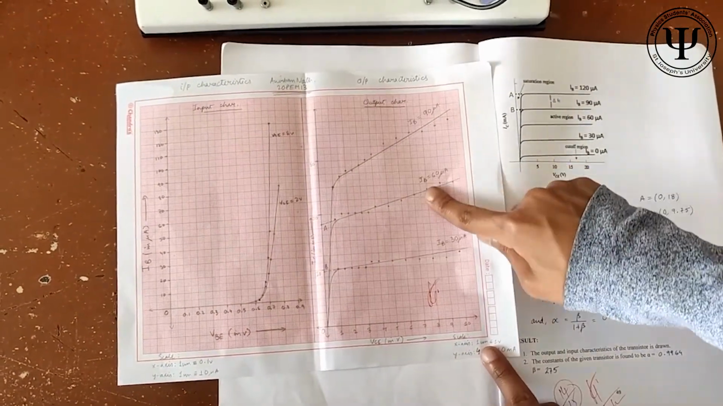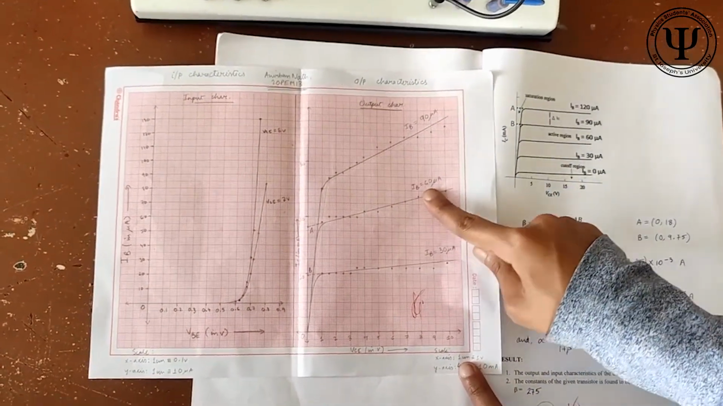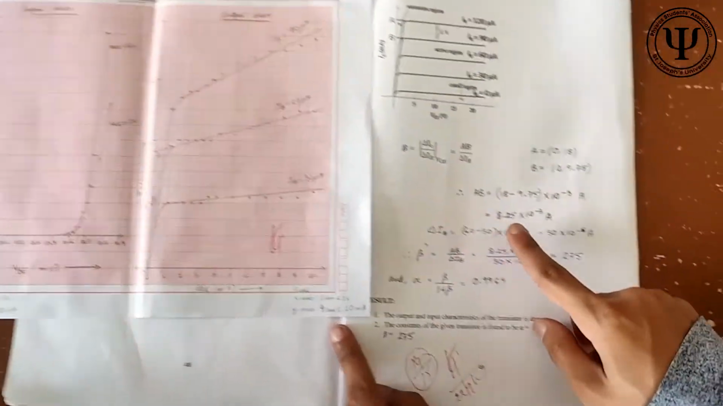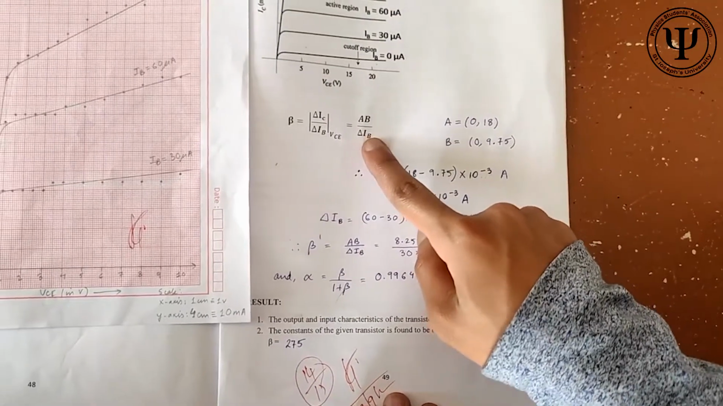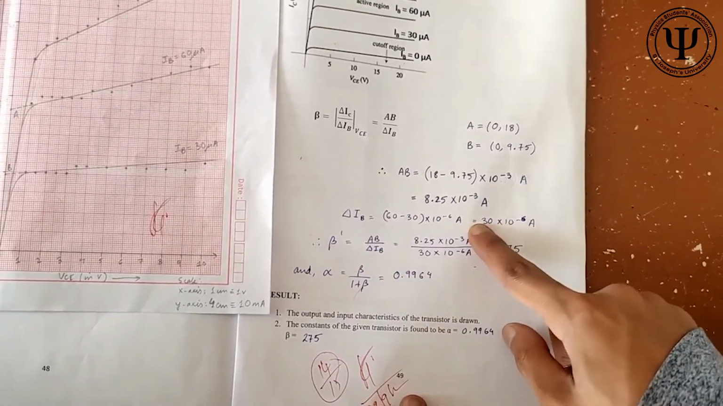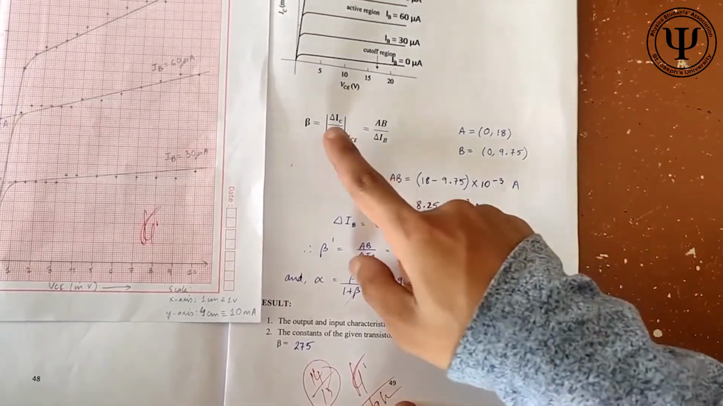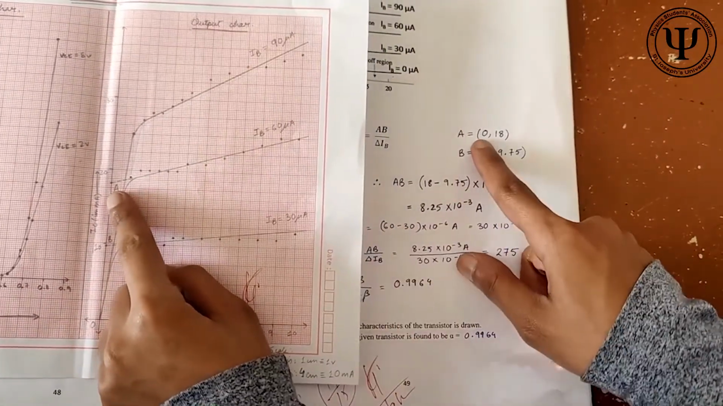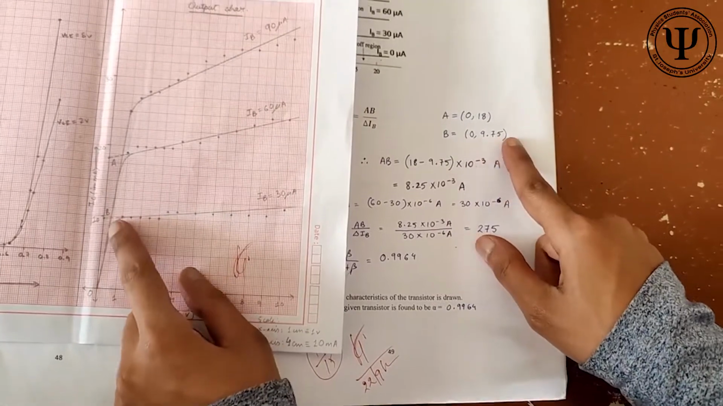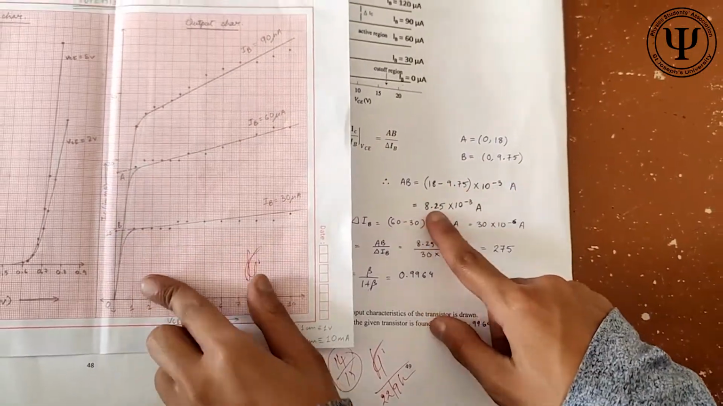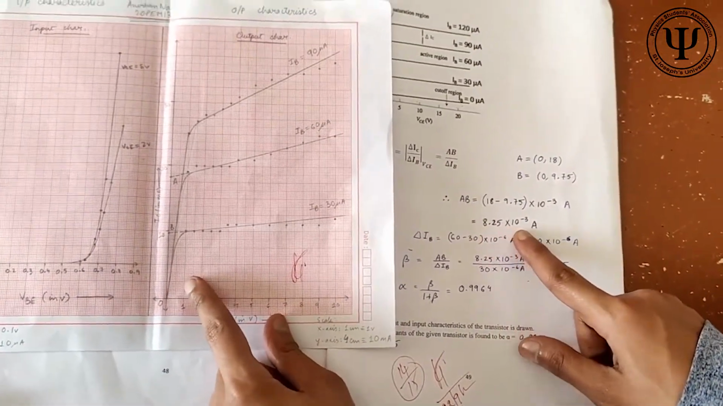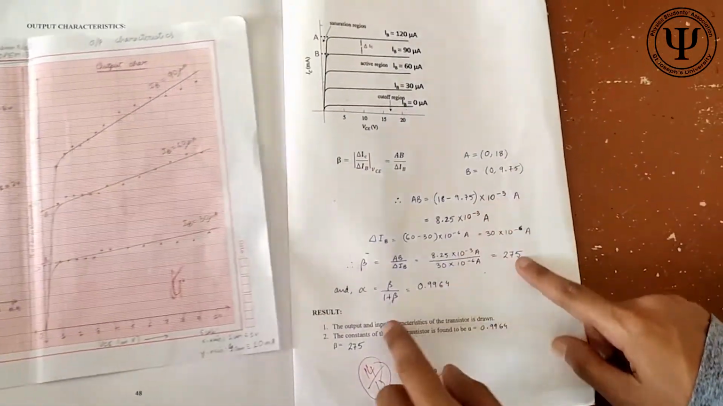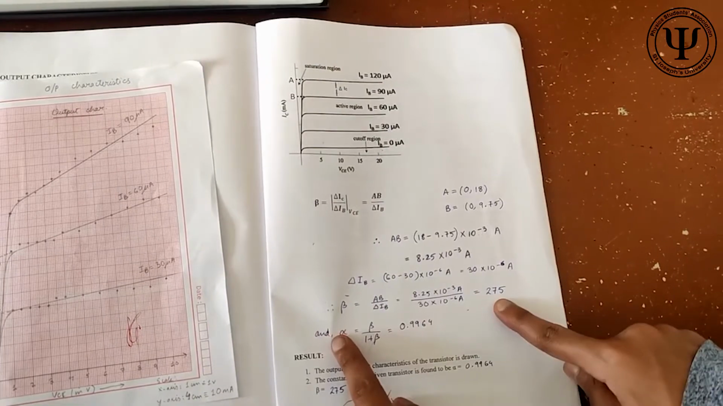So here delta IB would be 60 microamps minus 30 microamps, and that would give you 30 microamps. You can see it here. Delta IB is 30 microamps, and delta IC, which from this point we can find out is 0.18 and 0.975. You subtract those and you get about 8.25 into 10 to the power minus 3. So you do that and you divide them, and then that will give you the value of beta.